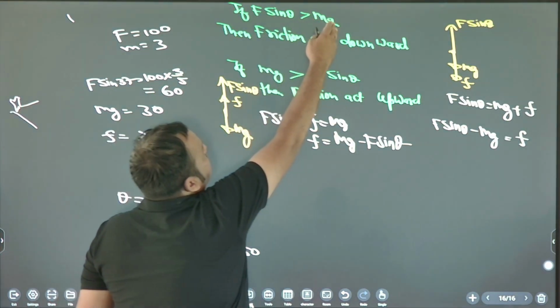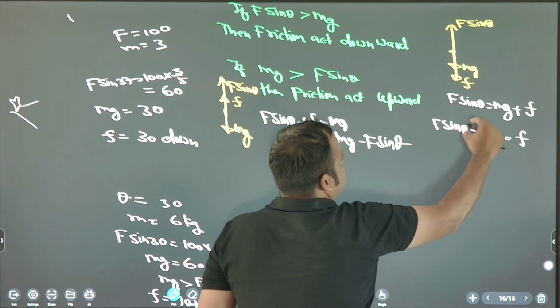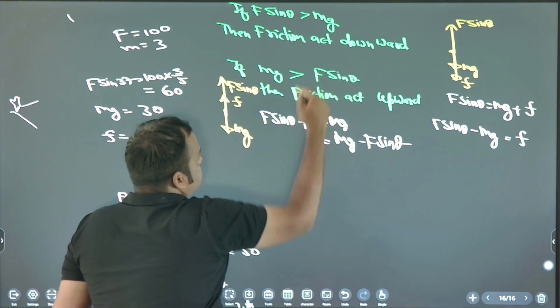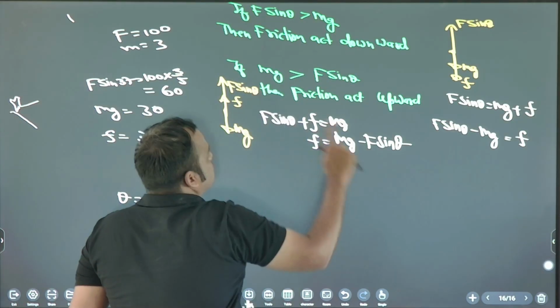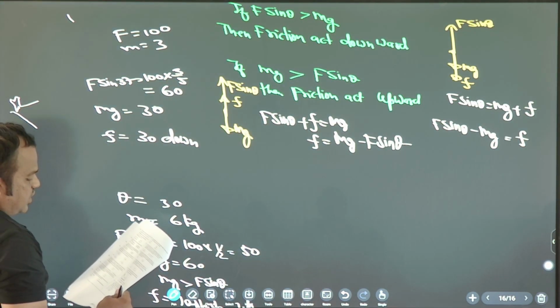So you just copy this. F sin theta greater than mg, friction will be downward. How much? F sin theta minus mg. If mg is greater than f sin theta, so friction is upward. Mg minus f sin theta. Okay.